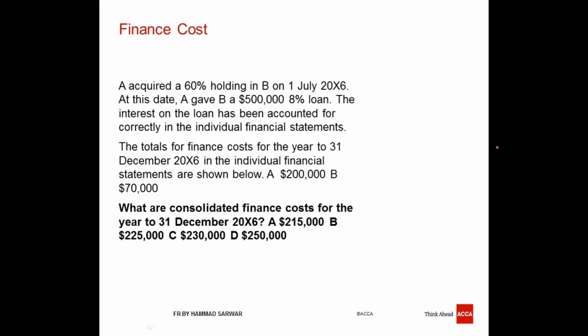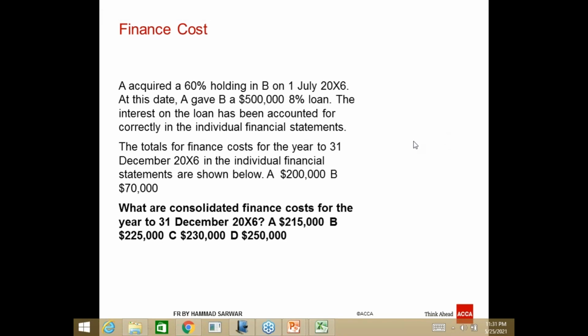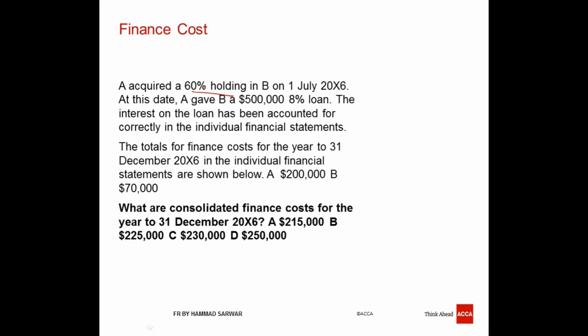A acquired 60% shares in B on 1st July. Yes, normally impairment will be charged in the administration expense. A acquired 60% holding in B on 1st July 2006. At this date, A gave B 500,000 loan notes at 8%. The interest on the loan has been accounted for correctly in the individual financial statements. The total of the finance cost for the year 2006 in the individual financial statements is 2,70,000.